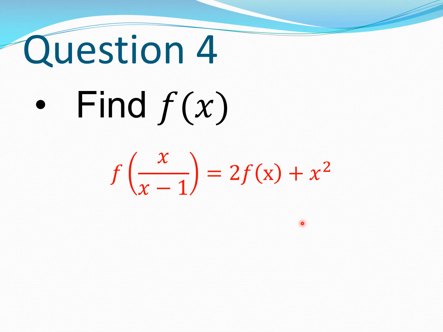So now let's come to question number 4, and this is we want to find a function f of x where this function is given here, that is f(x by (x minus 1)) equals 2f(x) plus x square. Now this is sometimes known as a functional equation, and again I see these being popular in many interview questions and so on. So let's try to solve this.